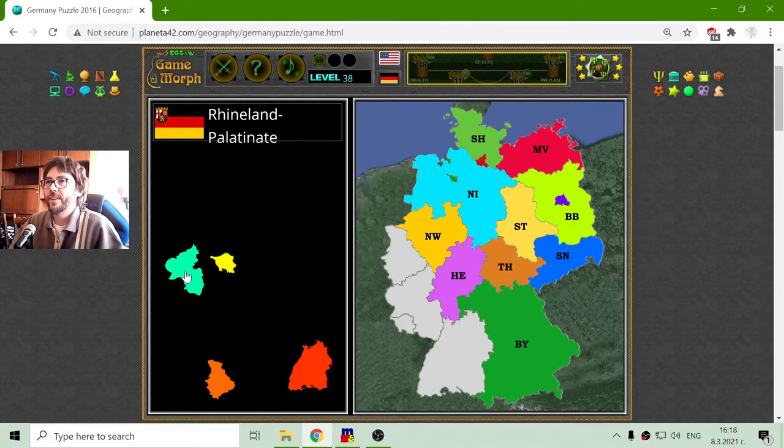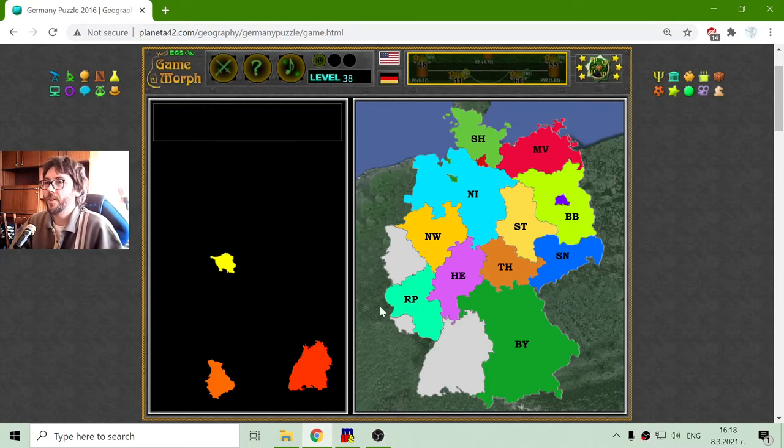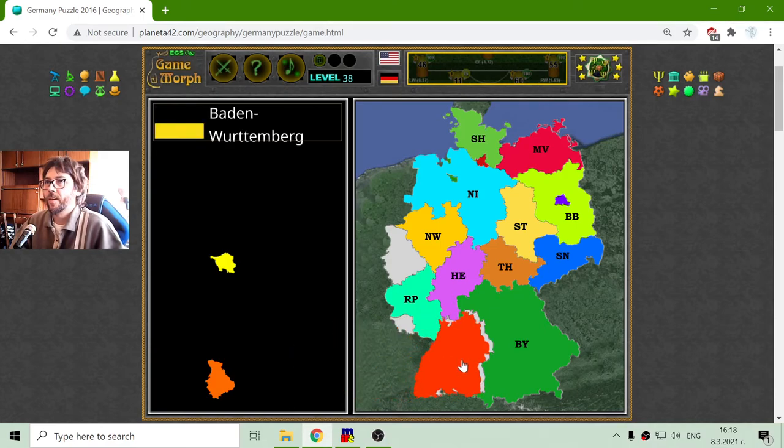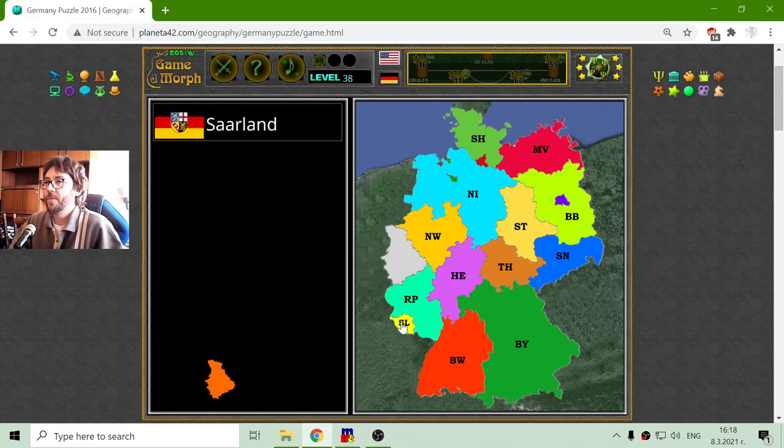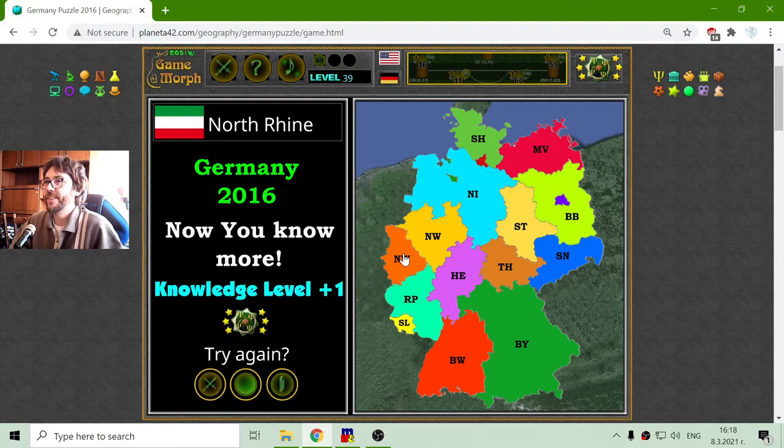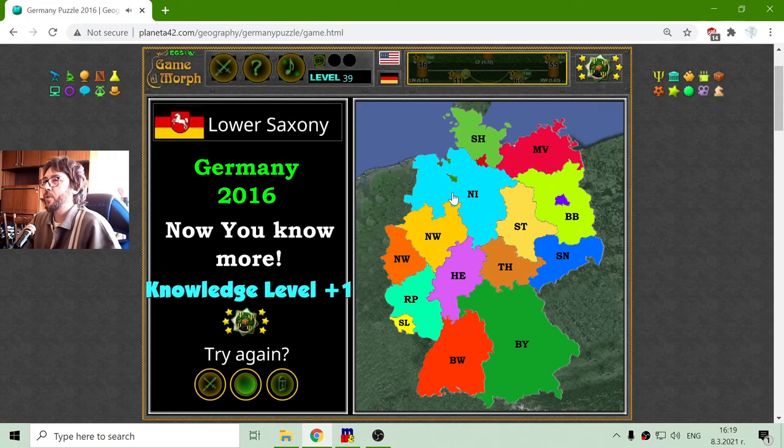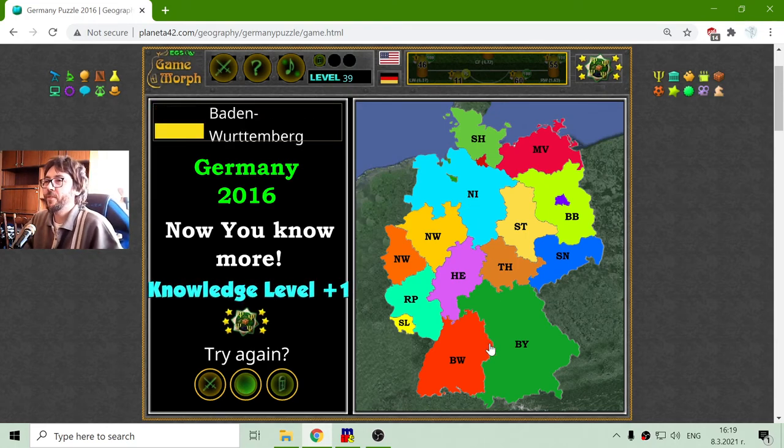And what's that? Rhineland-Palatinate. RP. What is that? This is the western part of Germany. Baden-Württemberg. Saarland. And finally, Northern Rhine. Now, those are the provinces of Germany.